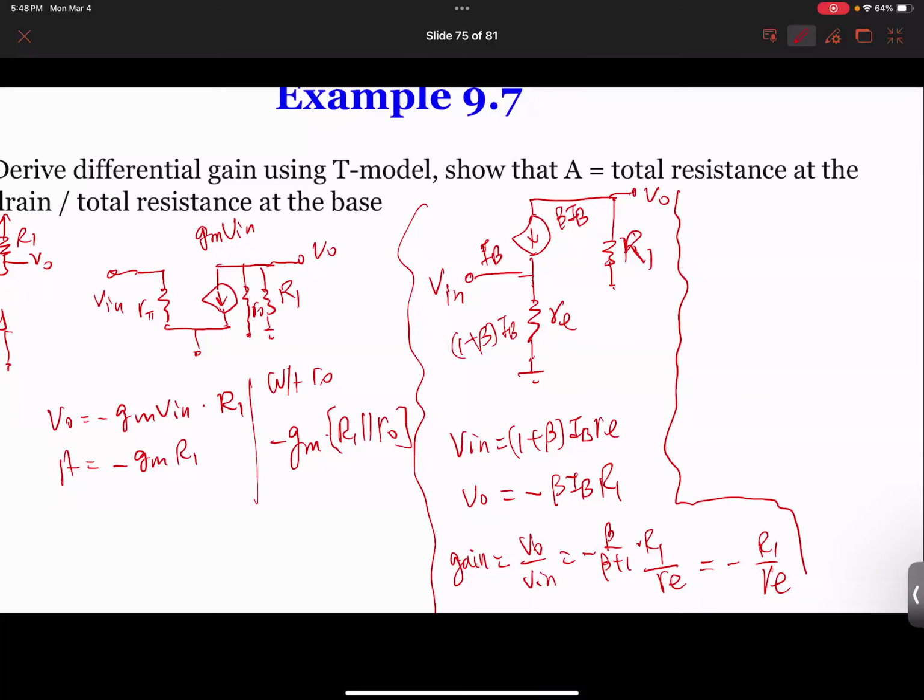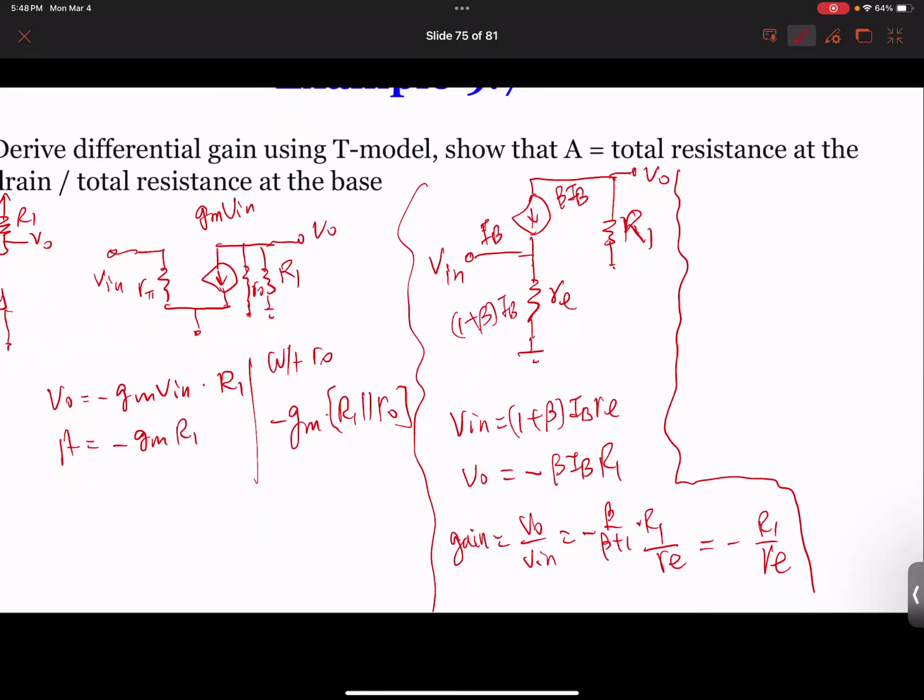So if you have an emitter follower, what happens? So remember this emitter follower, we have... and you remember already for emitter follower, the pi model doesn't work very well. So we always use the T model. So we use the T model, the T model becomes this. And the emitter is grounded.